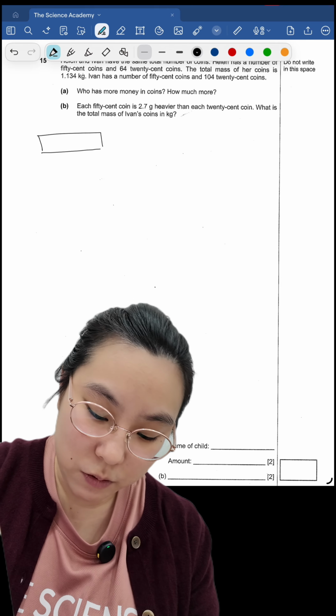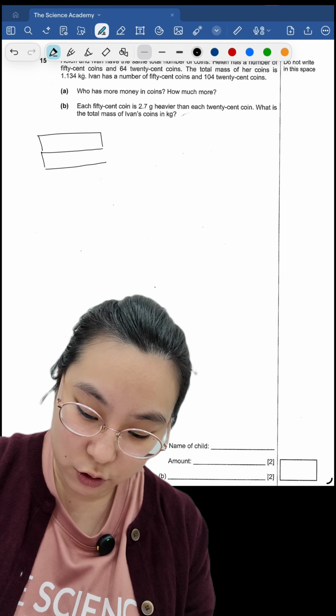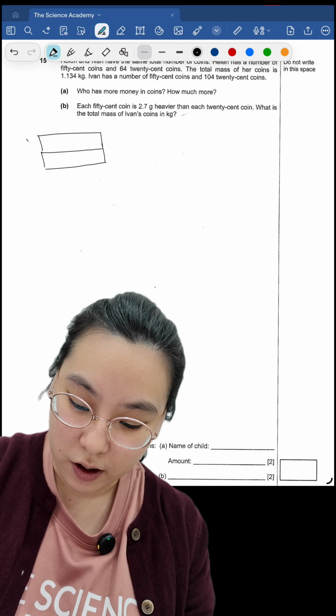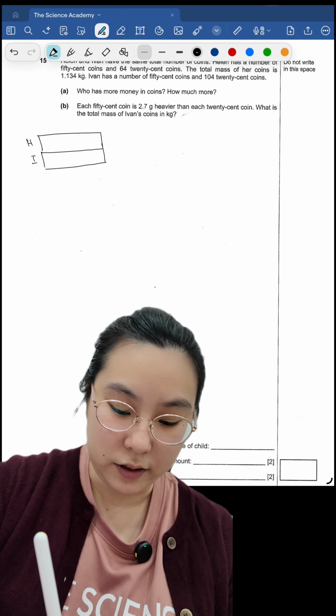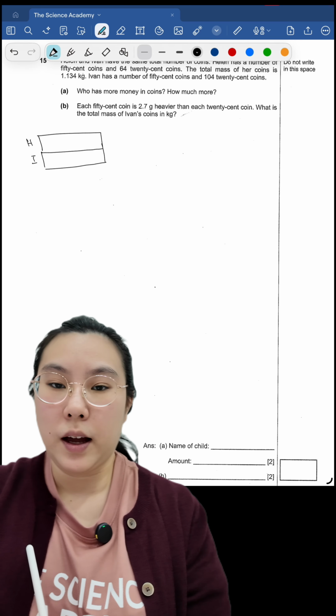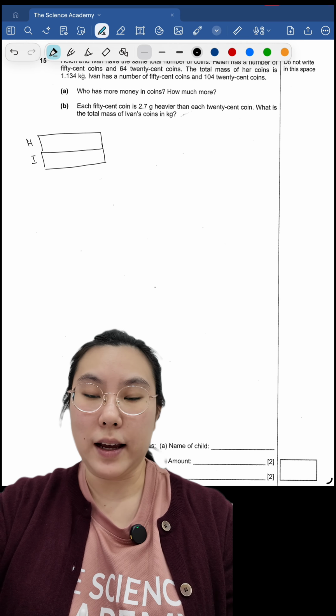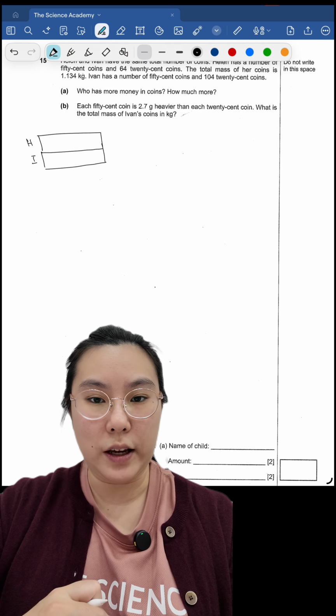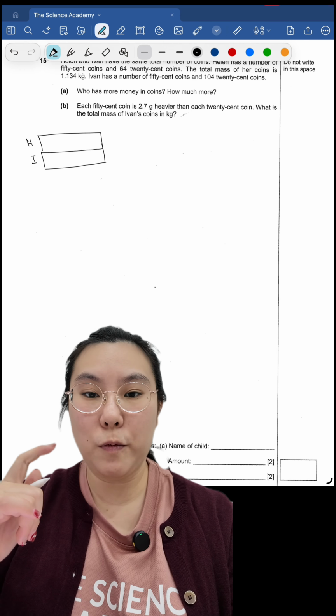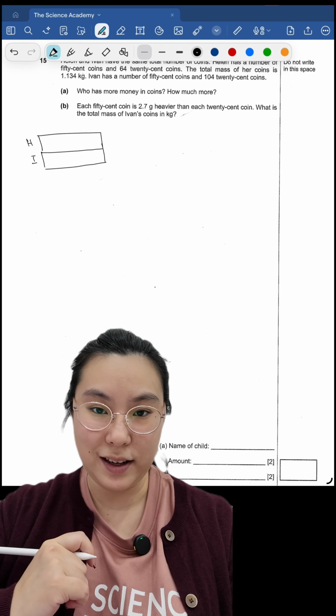So since they have the same total of coins, we would then draw boxes that are of the same width and the same length, with a label to identify Helen and Ivan. Next, Helen has a number of 50-cent coins. We don't know how much, but we know she has 64 20-cent coins.